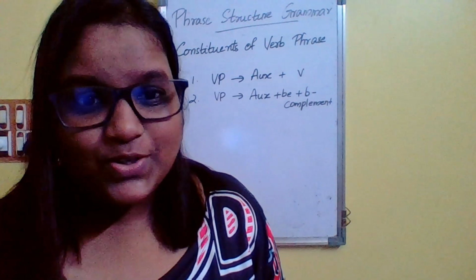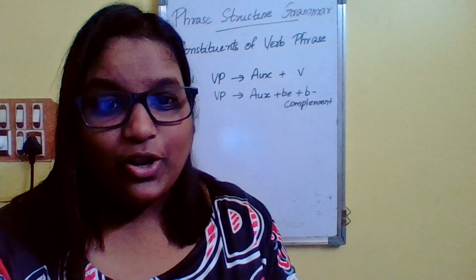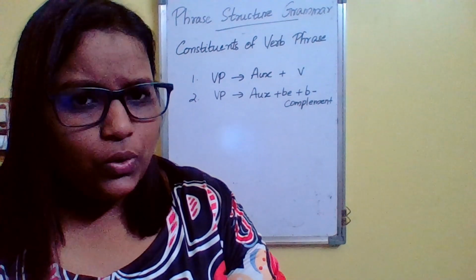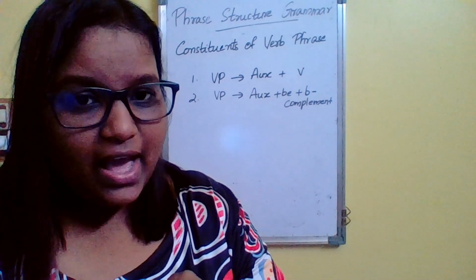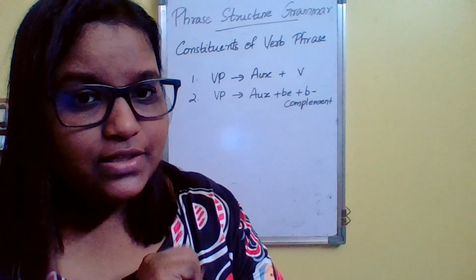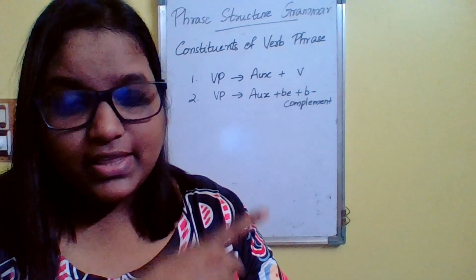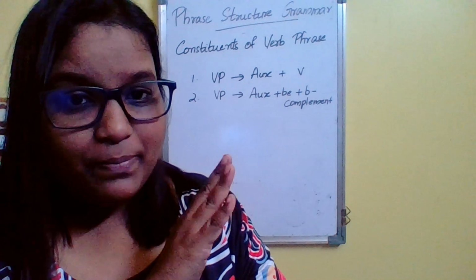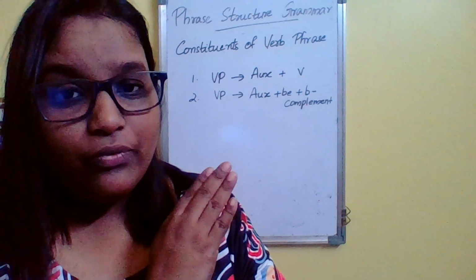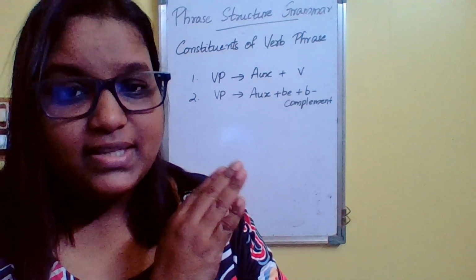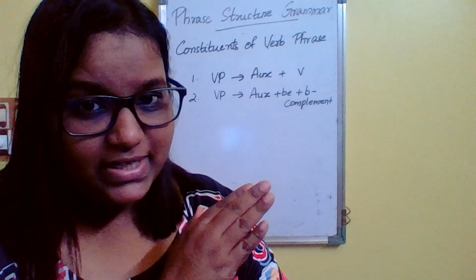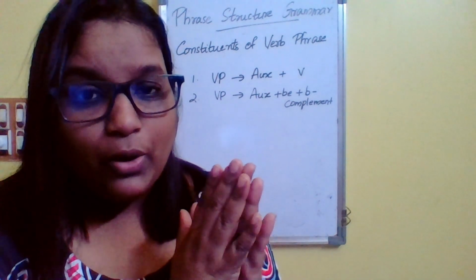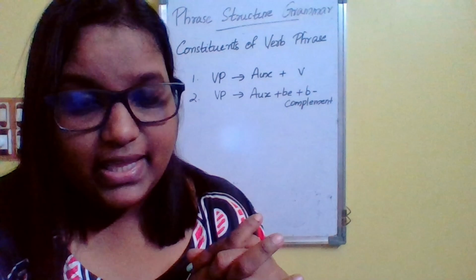So this brings us to the end of this particular class on constituents of verb phrase. I hope you understood everything. What we dealt with in this class is that there are two possibilities of what can constitute a verb phrase. That is written on the board now. Verb phrase can be auxiliary plus verbal, or verb phrase can be auxiliary plus be complement. These are the important rules, but we also learned about what can constitute an auxiliary.